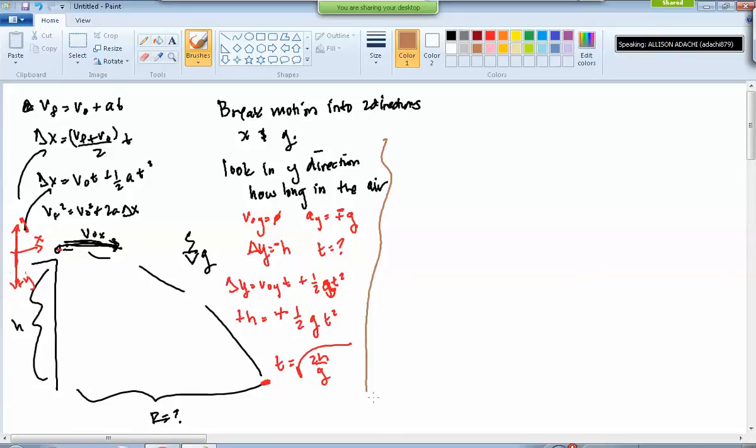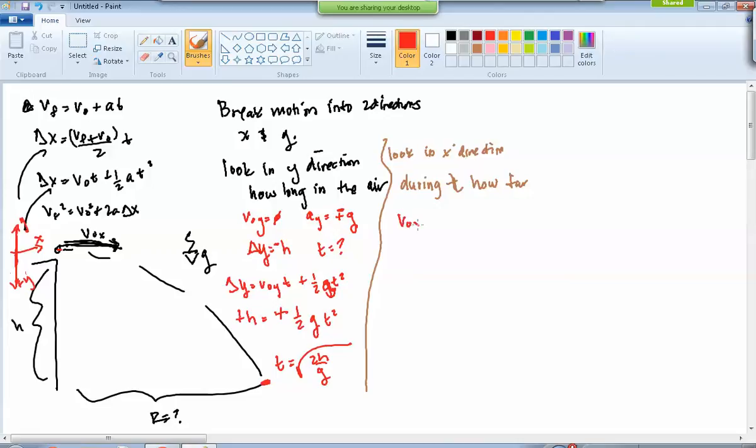Anyway, I solved for the time, square root of 2h over g. I know my units are going to work out. And then the next step that I did was I said, all right, now I'm going to look in the x direction. And I'm going to say, during that time, how far? So during that time that I calculated, how far did it go? And the way I do that is simply figure out my variables.